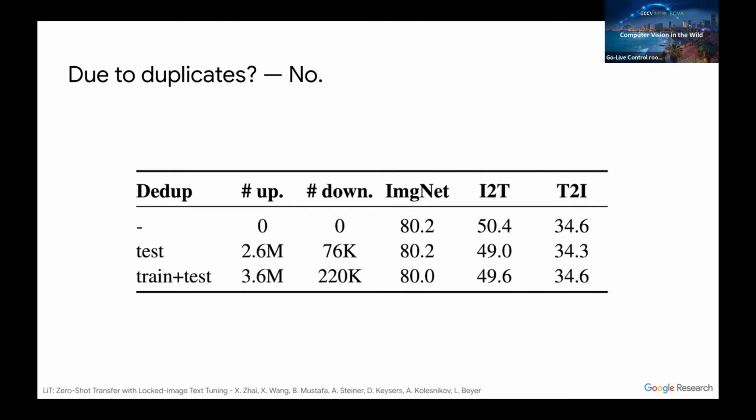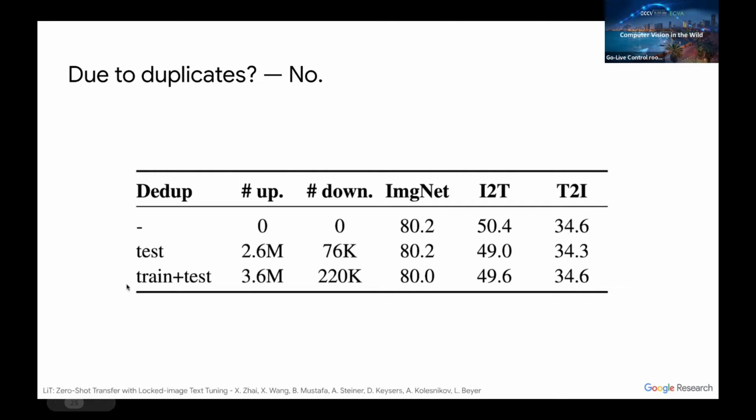This shows the impact of duplicates, because with web datasets, the biggest concern is that your downstream datasets are actually also crawled from the web, and the image and the text may have leaked into your pre-training dataset. So to verify this point, we also did a very strict test. We try to report the original numbers without any dedupe, or we try to dedupe all of the test examples from the downstream datasets against our image text dataset, across all of the downstream test splits, and we removed almost 2.6 million examples from the pre-training dataset. And this produced almost consistent results without too much change.